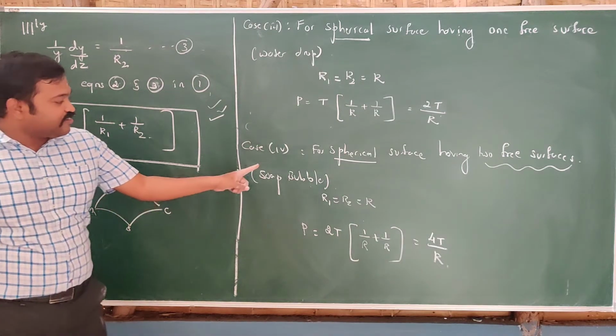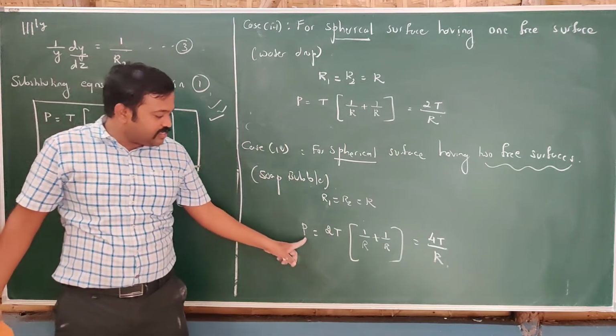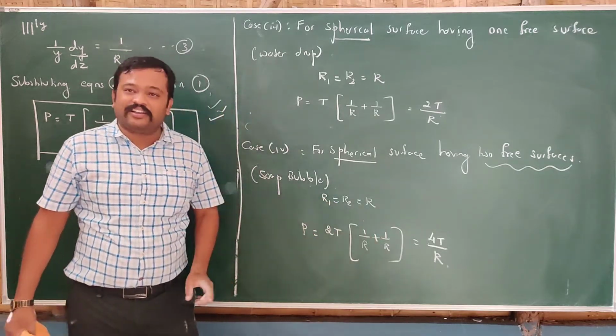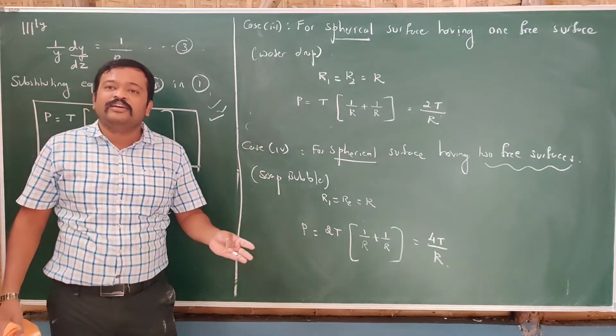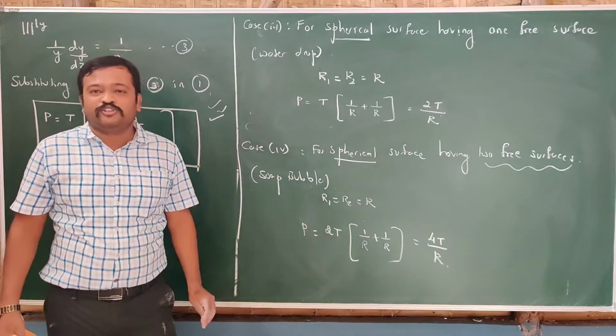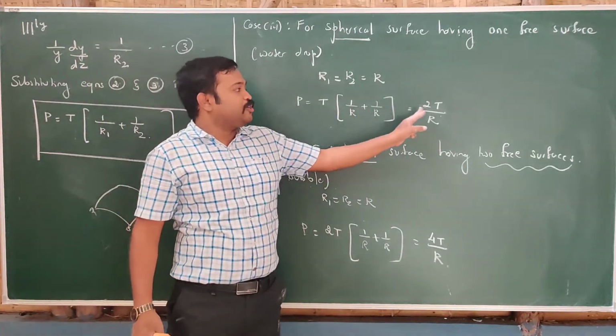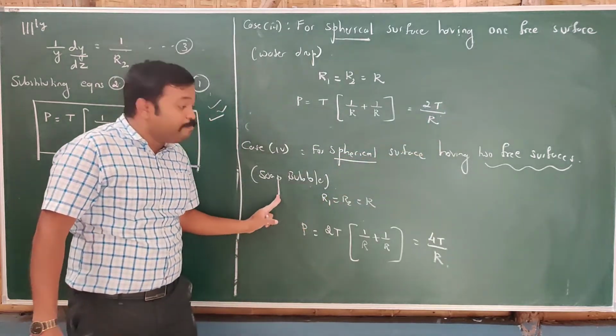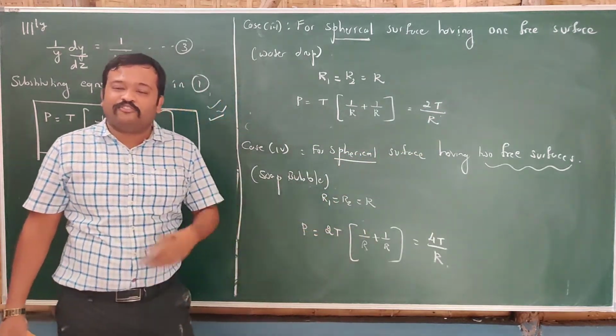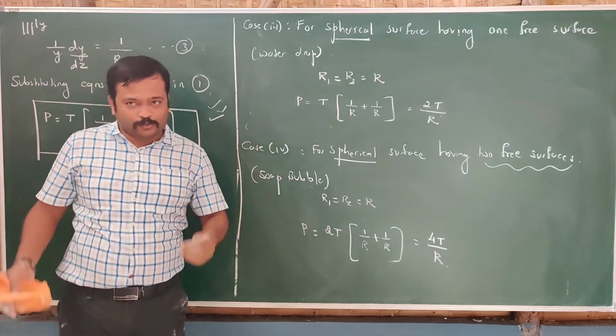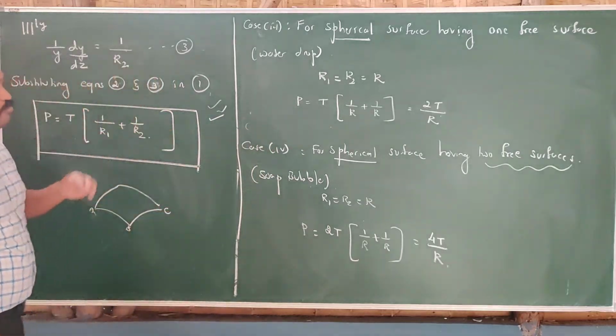If it is having two free surfaces, for a soap bubble, what is the excess pressure? 4T by R. You need to remember this because you will have problems to solve based on this. For a liquid drop, what is the pressure? 2T by R. For a soap bubble, it is 4T by R. Why 4T by R? Because it has two surfaces. Okay, this is the fourth case.